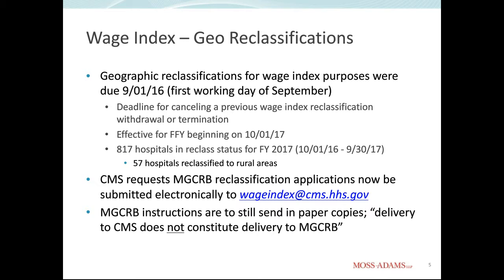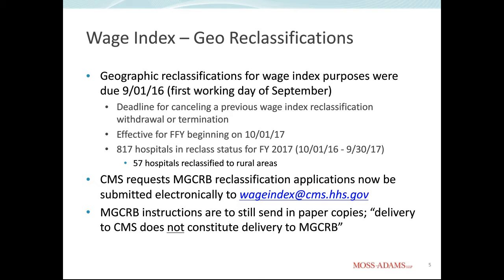On the downside, when you are approved, CMS and the MACs do not publish reminders to hospitals about these geo reclasses, so you have to have a good internal mechanism for keeping track of these approvals. The deadline for seeking a geographic reclass just passed us. It was September 1st. Seems to always be the first working day of September. This also marks the deadline for canceling a previous wage index reclassification withdrawal or termination. Note, it's not the final deadline, but it is the first deadline.